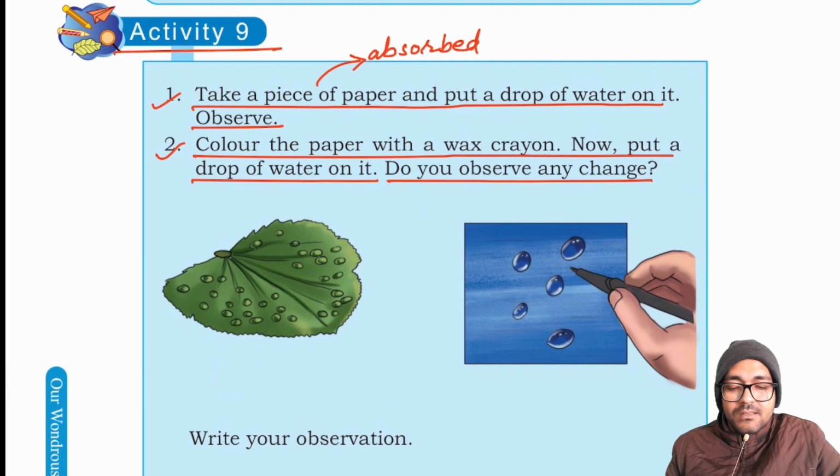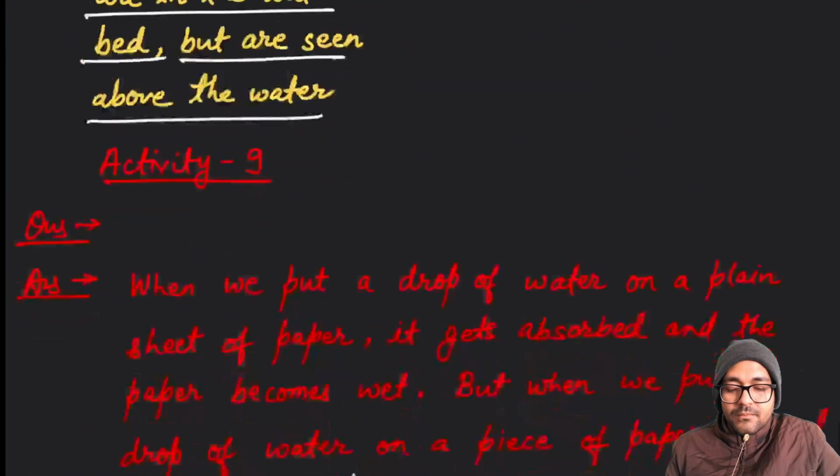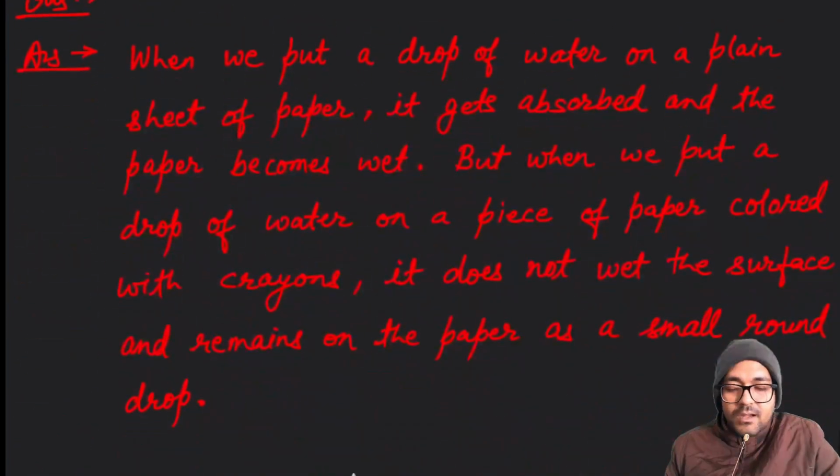But in the second case, when the paper is colored with wax crayon like this, it will not absorb water, as in leaves, because leaves have a thin layer of wax coating on them. Write your observation. You can write like this.